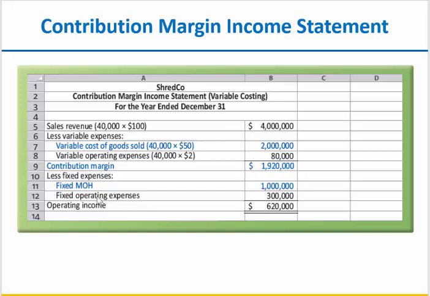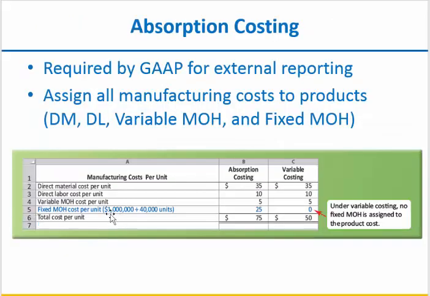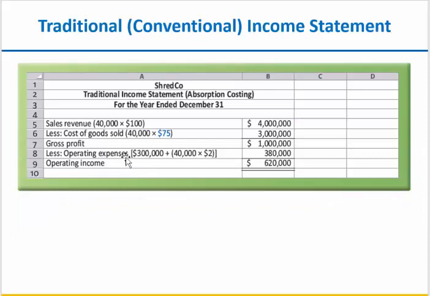So next, when you have a contribution margin which is 1,920,000, less the fixed expenses, you have a fixed manufacturing overhead which is 1 million. How to get this 1 million? You can go back to the prior slides, the first slide, which is sitting here. You have a fixed manufacturing overhead cost per unit, right? Which is a million divided by 40,000. Actually, that million is fixed manufacturing overhead, and also you have fixed operating expenses which is 300,000. This 40,000 times $2 is the variable operating expenses.